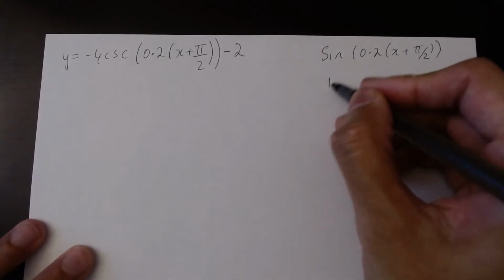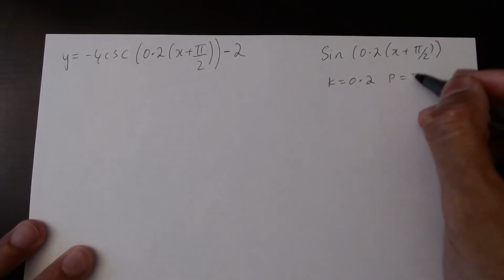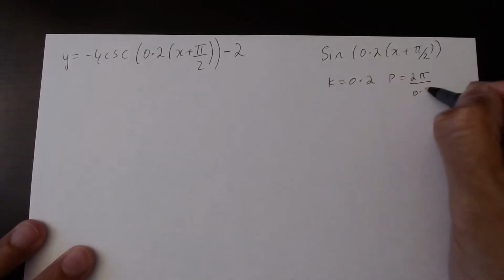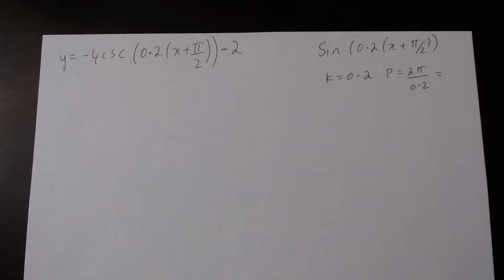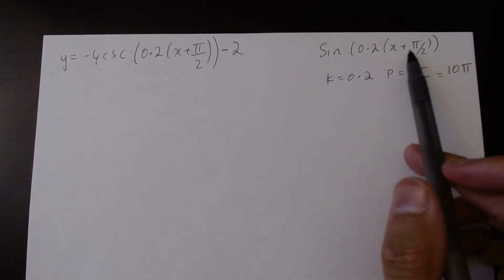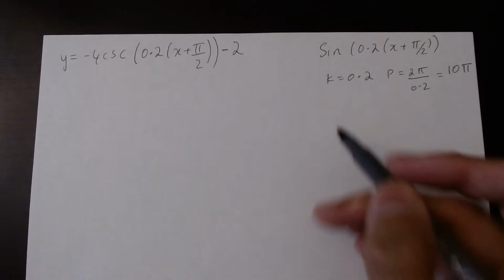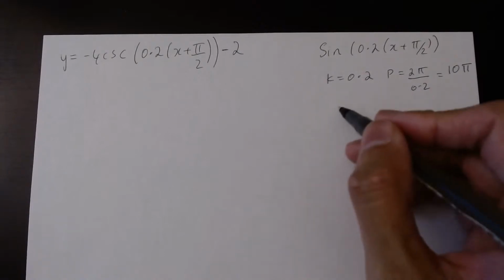Over here, I know my k value is 0.2, so my period is going to be 2 pi over 0.2, which is 10 pi. And I have a phase shift of pi over 2 to the left. Let me quickly draw this sine function out.